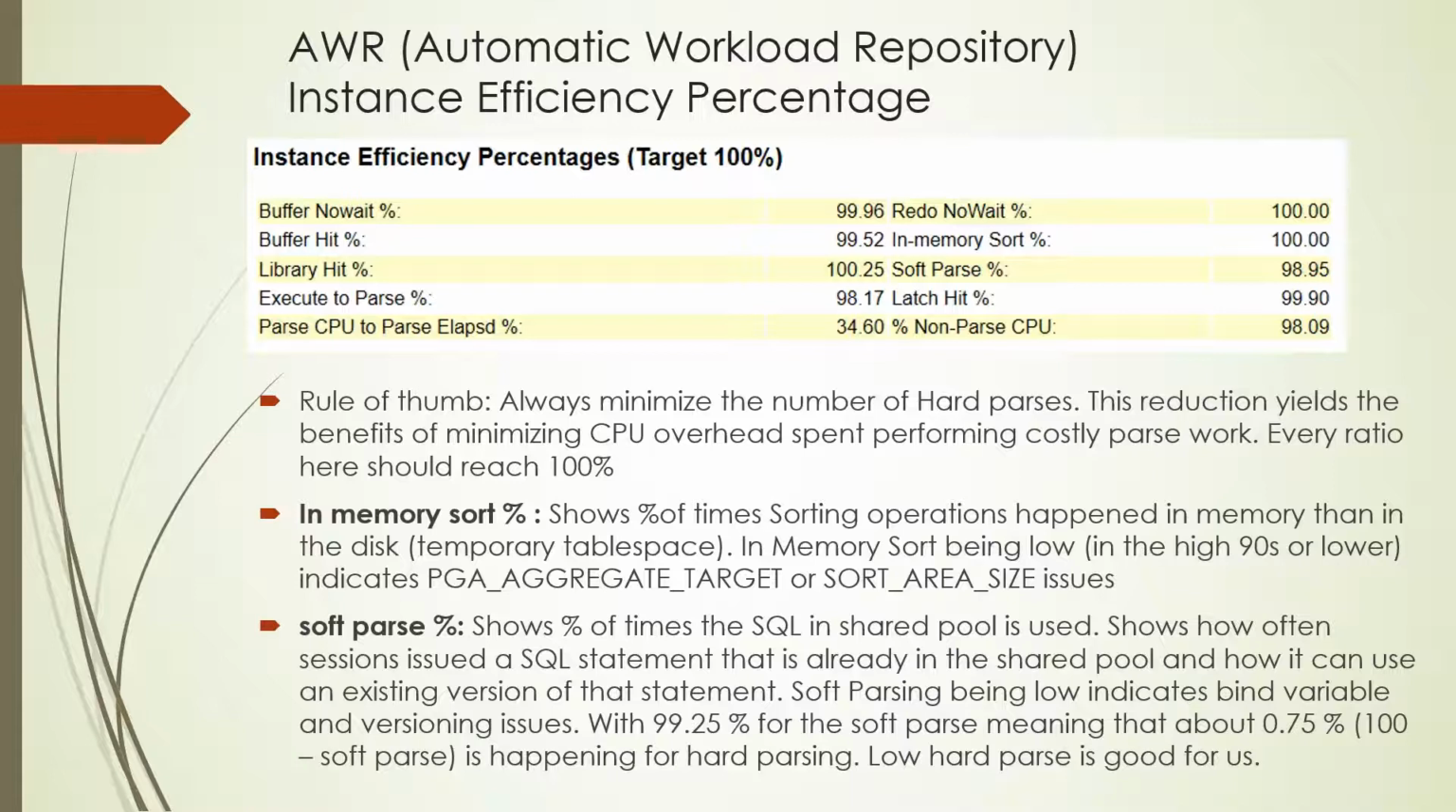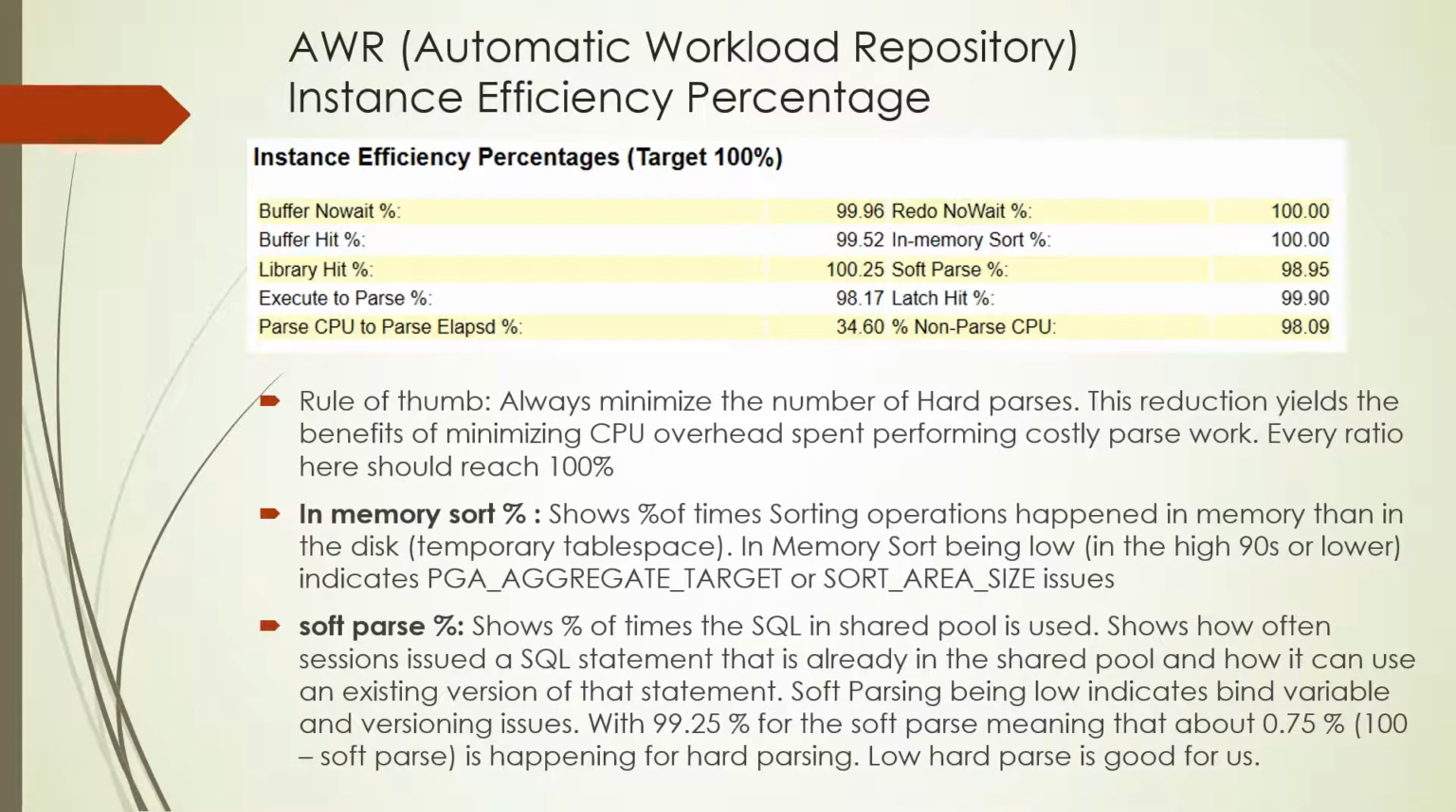So a low soft parse percentage indicates a bind variable and versioning issue. This is an important point: bind variable and versioning issues. With 99.25% soft parsing, about 0.75% of CPU is used for hard parsing.